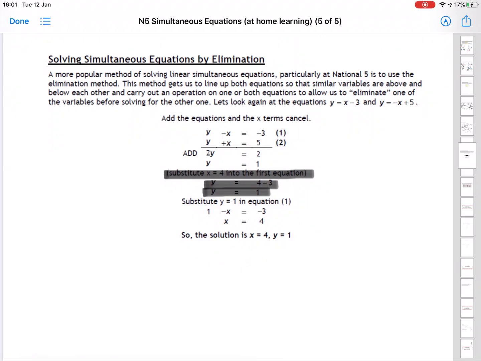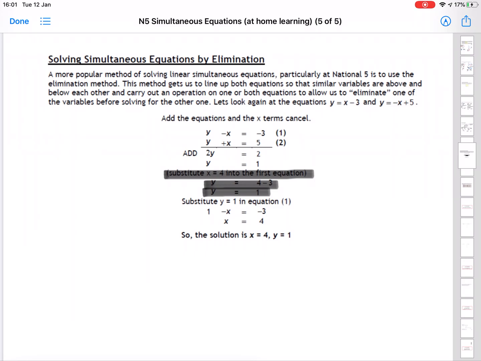Welcome to lesson 3 of the simultaneous equations topic. So in this lesson we're going to be looking at the elimination method of solving our simultaneous equations. Now this method is a little bit more simple than the method we looked at in the previous lesson. So it's a little bit more popular, a little bit more commonly used.